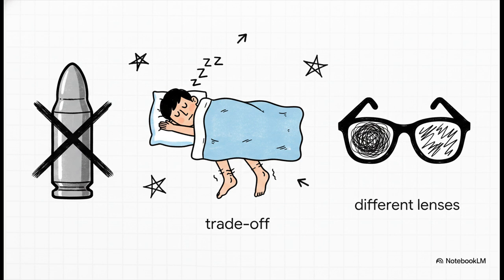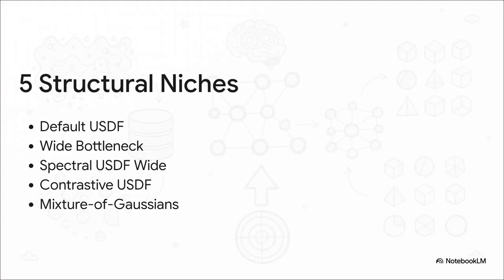The writing on the wall was clear. There is no silver bullet. None of these inductive biases are universally better than the others. They're just completely different lenses. So, the crucial takeaway here is that we have to stop chasing one universal objective. It doesn't exist. Instead, through this autopsy, the researchers mapped out a characterized space of 5 distinct objective recipes, with each one perfectly serving a specific structural niche.